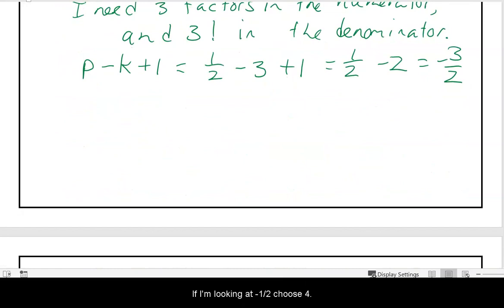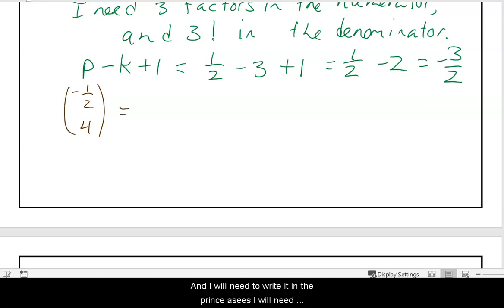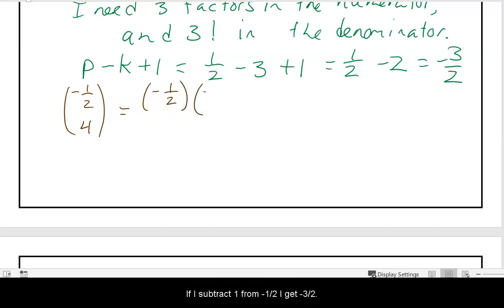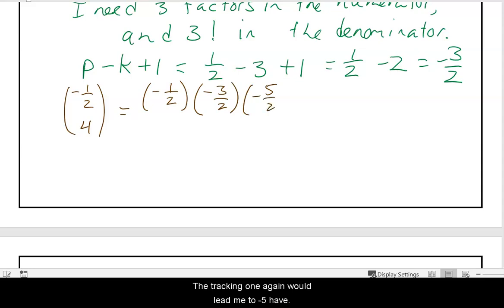If I'm looking at -1/2 choose 4, then I will need to write it in the parentheses. I will need 4 factors in the numerator, with the first factor being -1/2. If I subtract 1 from -1/2, I get -3/2. Subtracting 1 again would lead me to -5/2. Subtracting 1 again is -7/2. I stop there because the denominator number is 4.